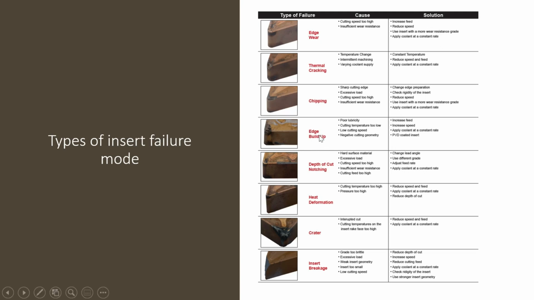Built up edge. This is similar to chip formation with built up edge. Earlier you may have studied the types of chips, in which there is a discontinuous chip or a continuous chip with built up edge, in which a false cutting edge has been developed on the insert surface or on the cutting edge. This is due to the low cutting speed and negative cutting geometry.